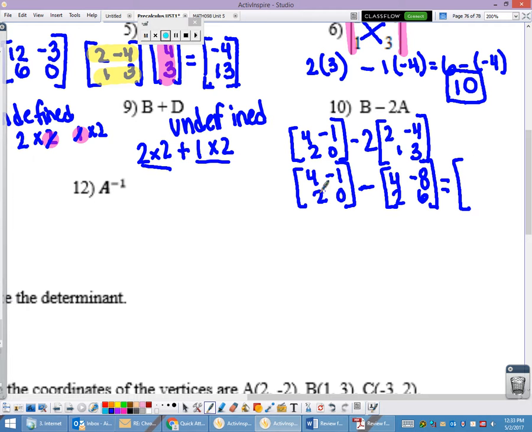So here I'm going to do 4 minus 4, that will give me 0. Then I'm going to do negative 1 minus negative 8. That's actually negative 1 plus 8. So that's going to be 7. And then I'm going to do 2 minus 2, which is 0. And then finally, I'm going to do 0 minus 6, which is negative 6. So this is going to be my final answer for number 10.